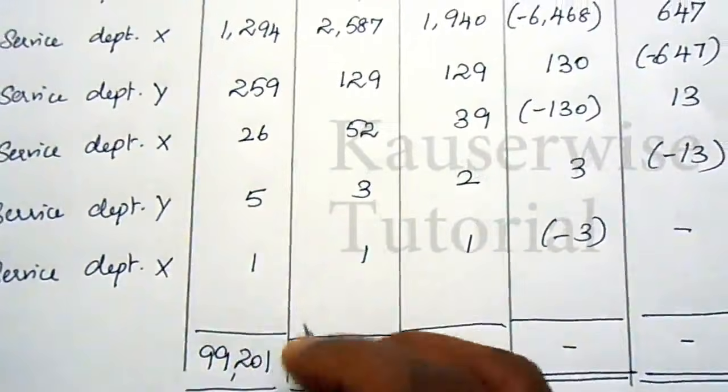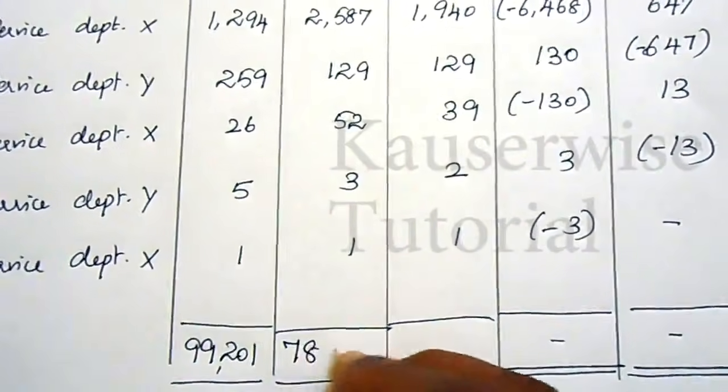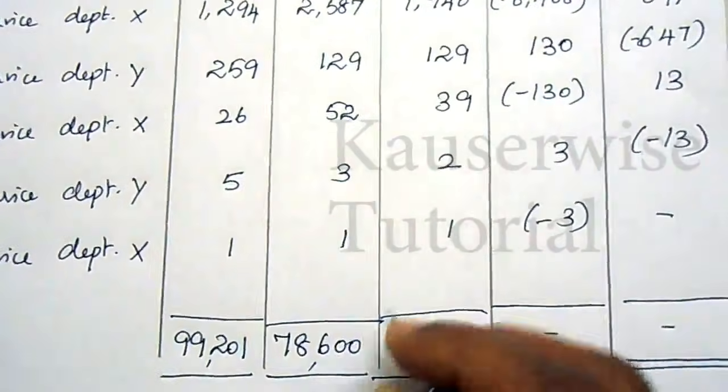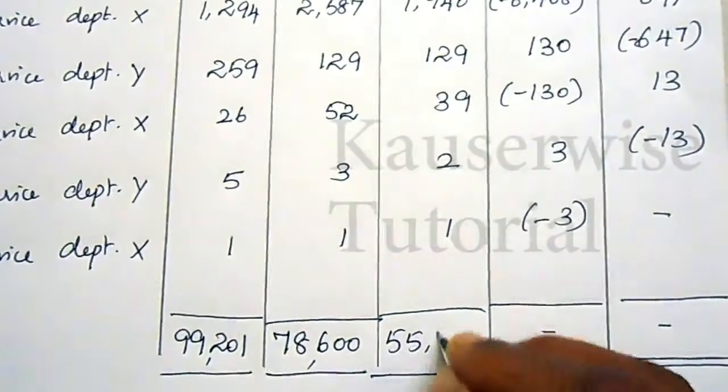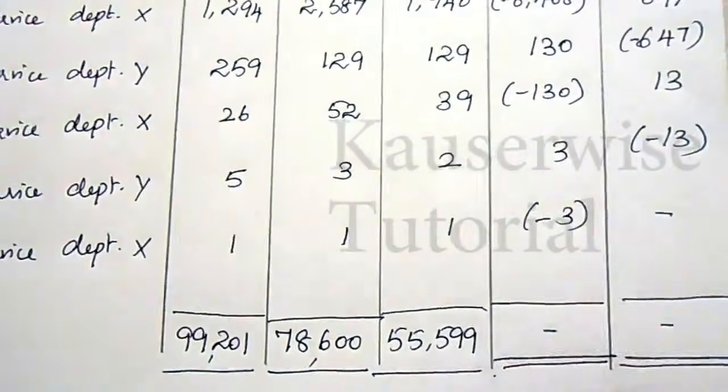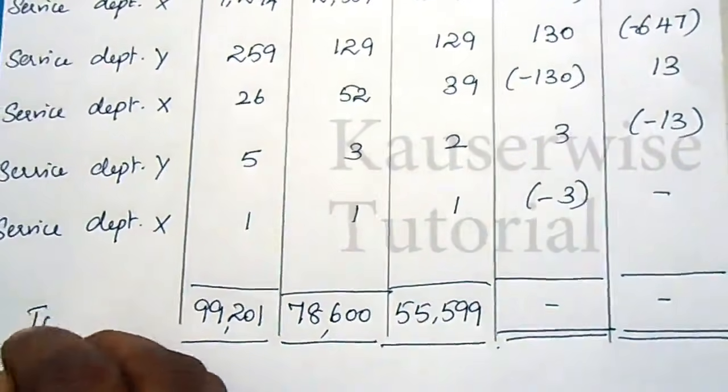99,201 for B, 78,600 for C, 55,599. So this is called the repeated distribution method.